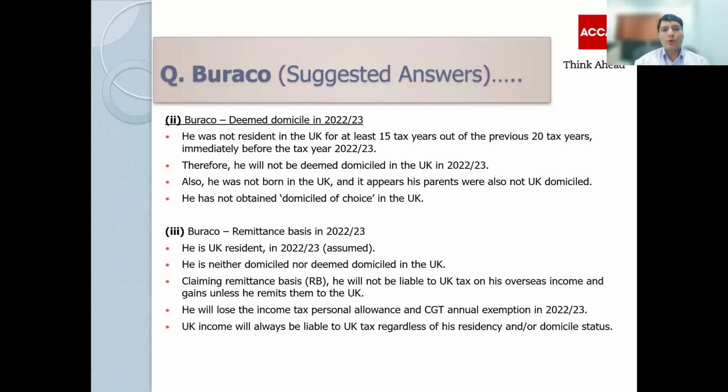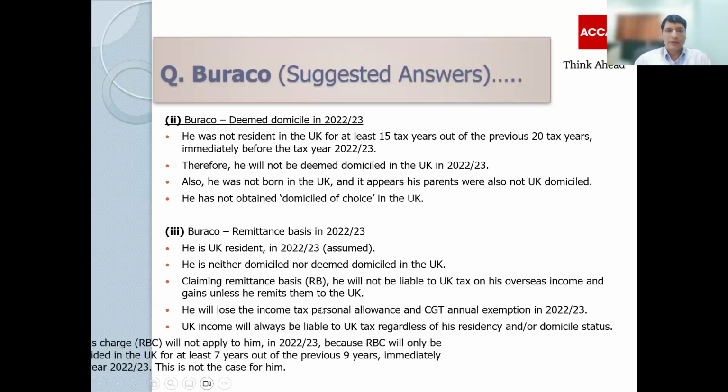UK income will always be liable to UK tax regardless of his residency and or domicile status. We have discussed this in the table. This line you can always remember and add. It can again earn you half to 1 mark in the exam depending on the question, but it will give you at least some credit. So in this part, what is important is the third line and the fourth line.